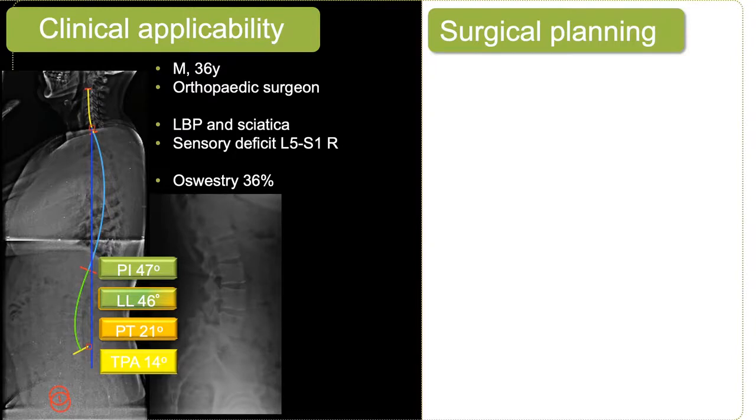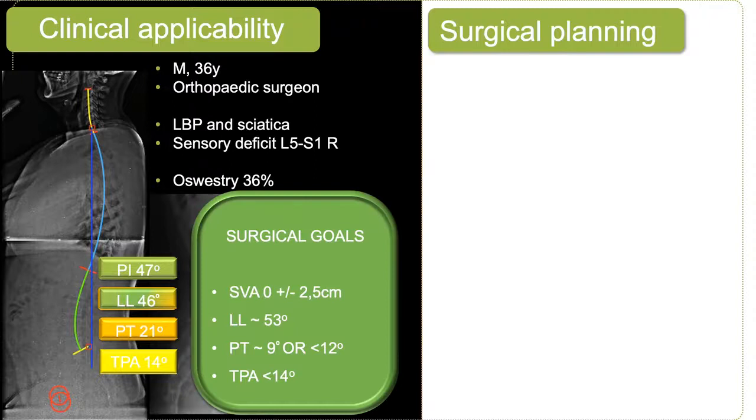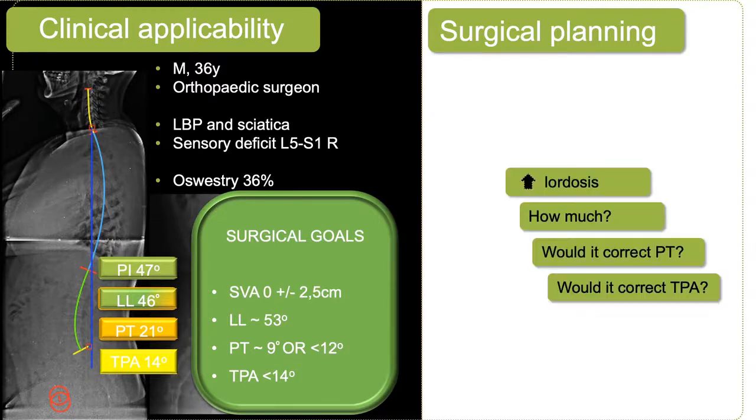If we perform an in-situ fusion, this will not change the PT and TPA. So for this specific patient, the surgical goals should be to keep the SVA, to increase lordosis, and decrease the pelvic tilt to approximately 9 degrees, or at least less than 12 degrees, and have a TPA less than 14 degrees. So the first thing to do is increase lordosis. But how much? And would it correct the pelvic tilt and the TPA?